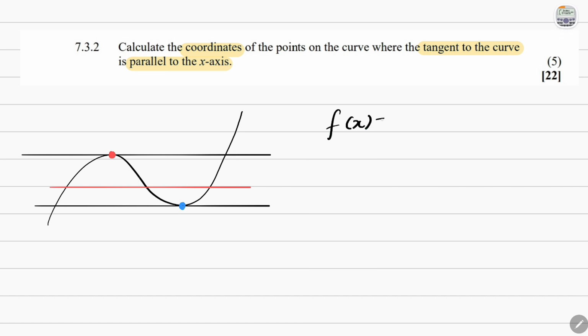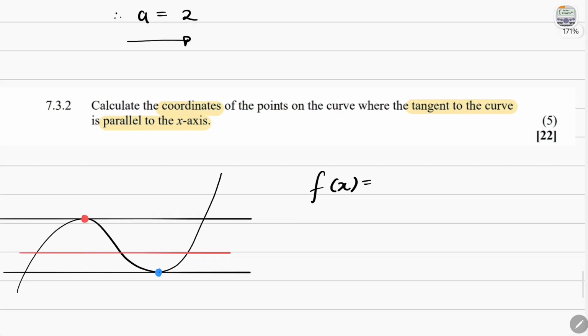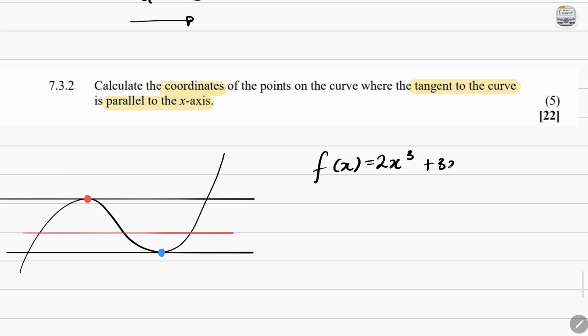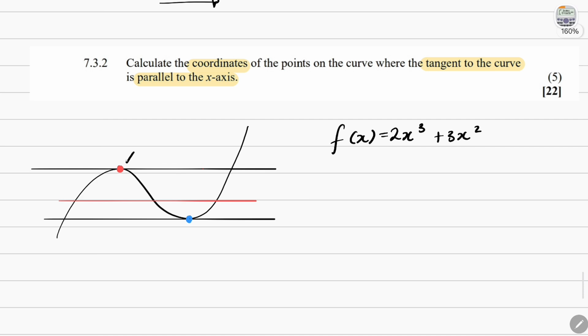So this is f of x is equal to, and let's just rewrite our expression knowing a and b. So this is now 2x cubed plus 3x squared. And let's find the turning points. How do we find the turning points of a cubic function? We have to remember that in any curve, at the turning point, the tangent to this curve, or the gradient, at this point is equal to 0. So the gradient of the tangent is equal to 0 at this point, and it's also equal to 0 there.